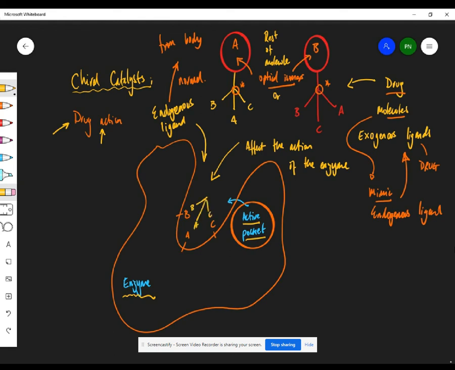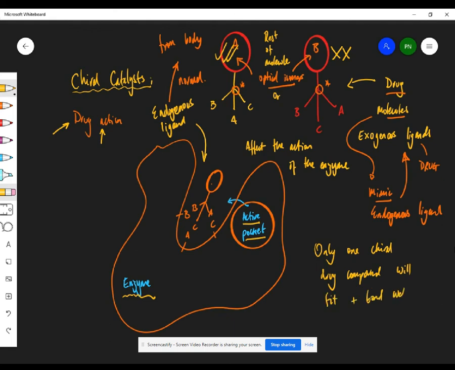It will match up precisely with the groups already in the active pocket, and it will bond nicely to the active pocket. So drug A looks like a good candidate for the drug, but its optical isomer B matches, but C and A don't match. So optical isomer B isn't a good match. So only one of the chiral drug compounds will fit nicely into the active pocket and will bond and will have an action on the enzyme.